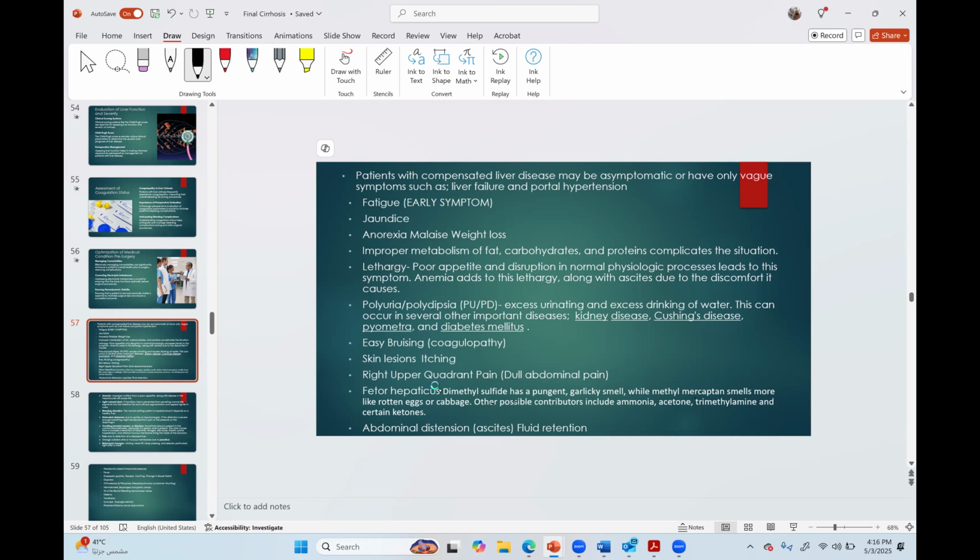Palmar erythema, why does it occur? Yes. Yeah, I think it's hyperdynamic circulation also. Yes, hyperdynamic circulation, and I think also it's related to vasodilatation. Okay. So it's also related to the hormones. So this is another thing.